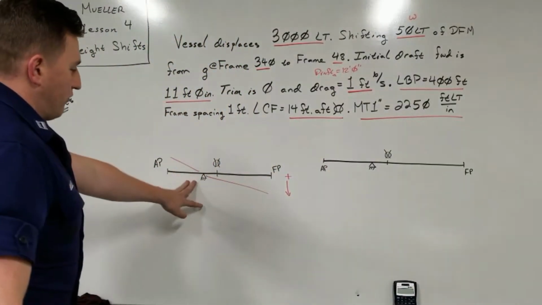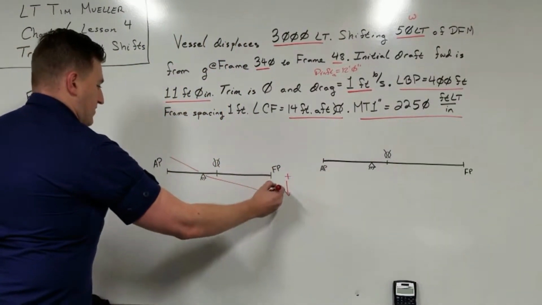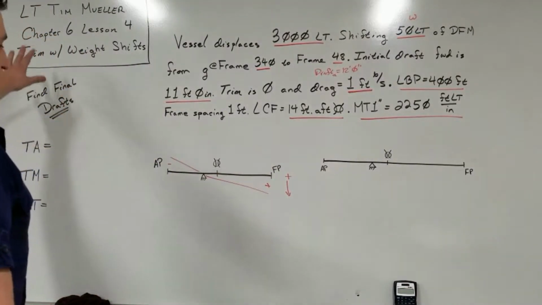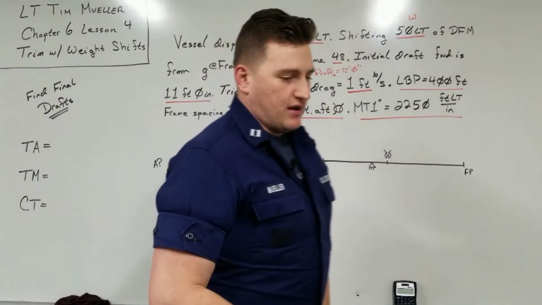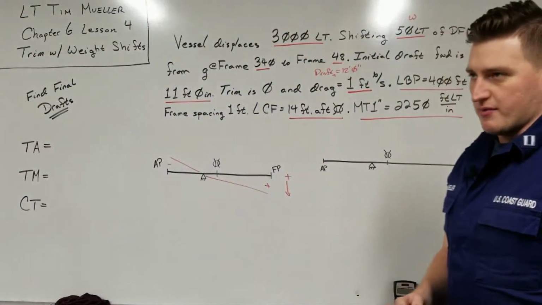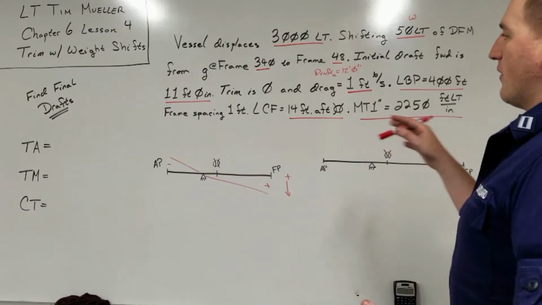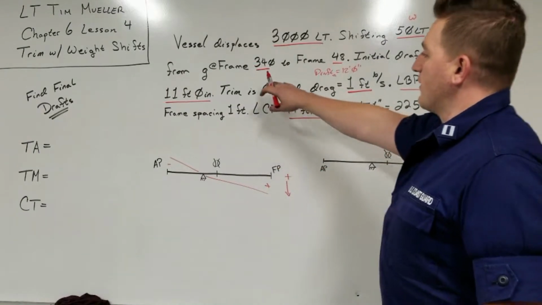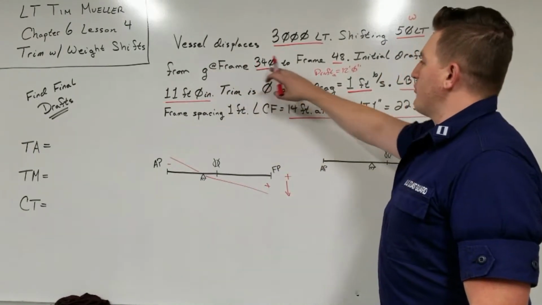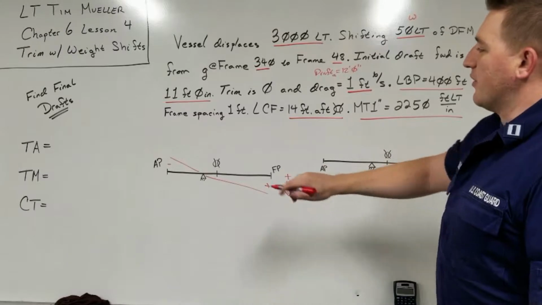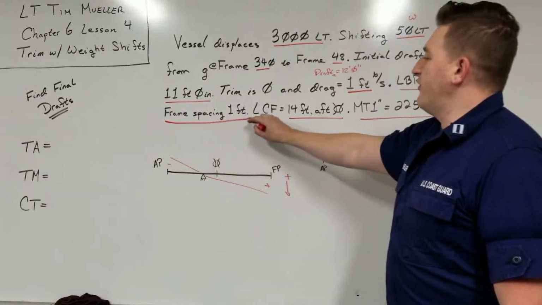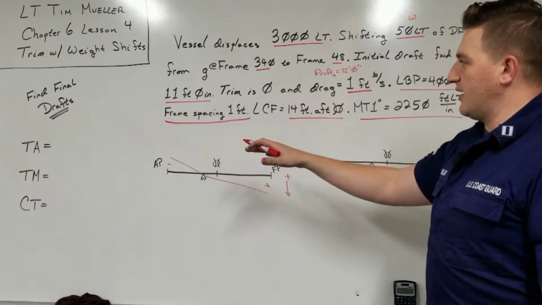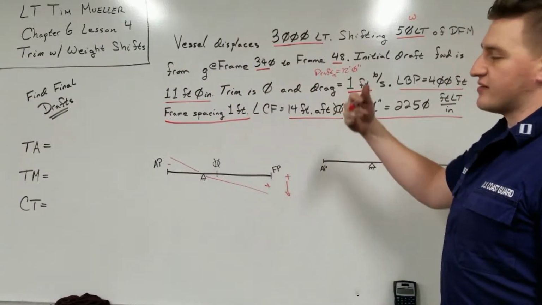So we did our preliminary. We know what we're looking for. We got positive here. We got negative here. Now, let's start figuring out what we need for our trim. Trimming arm is one of the first things we have to find. Do we know our trimming arm? We've been given enough information for it. We know we're going center of gravity from frame 340 to 48. And we've also been told that our frame spacing is 1 foot. So it's 1 foot from frame 340 to 339, another foot to 338, so on and so forth.